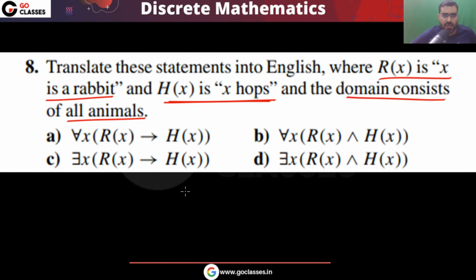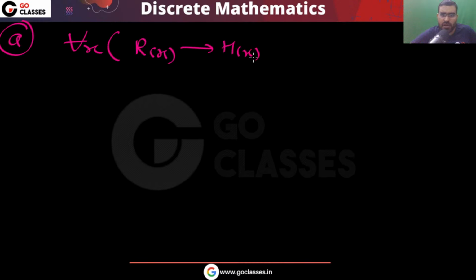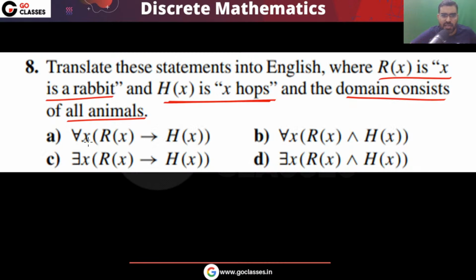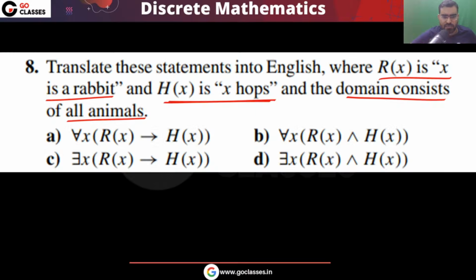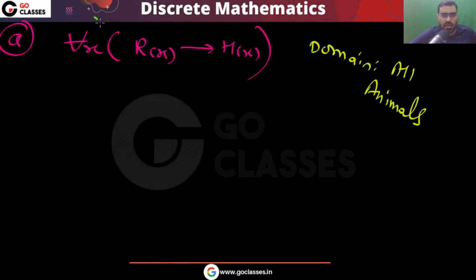Now you tell me, what will be statement A? Look at this statement A. It is saying that for everyone, if it is a rabbit, then it is hopping. For every animal, we are saying that if it is a rabbit, then it is hopping. Please understand, the domain is the set of all animals.